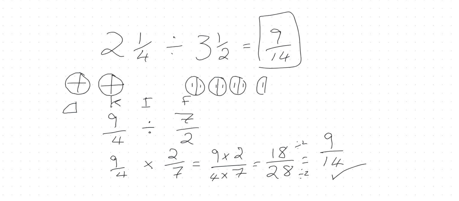So for these ones, I find that the easiest way is to convert them into improper fractions, then do your normal method that you know, keep, inverse, and flip, and then simplify where applicable. Okay, I hope that helped.